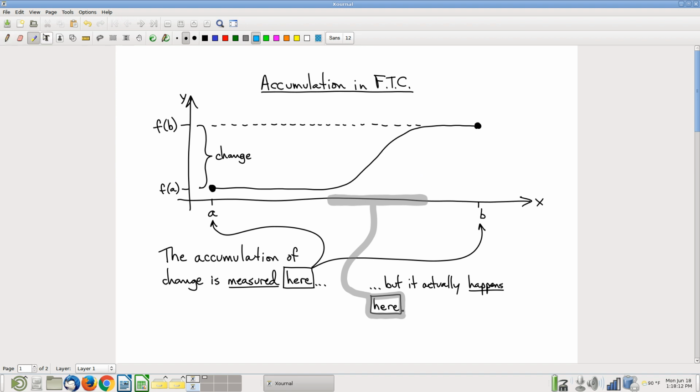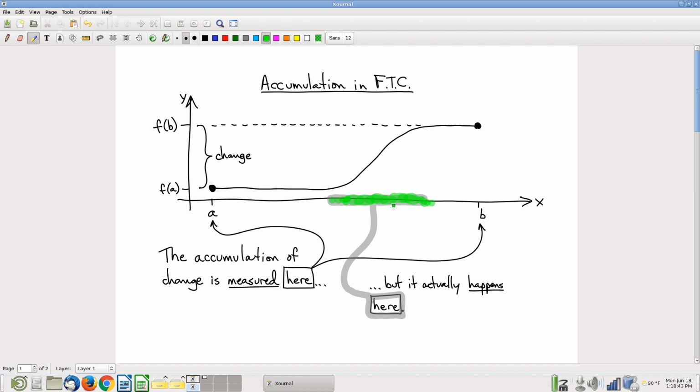We observe change over on the y-axis, but you can think of that change as actually happening over here. And the way I like to think of it is that there's no change happening along in here, and then there starts to be more change, and then there's quite a bit of change, and then some change, and then it kind of tapers, and again, change over here. So you can think of the change as actually accumulating on the interval, but here's where it really is happening.